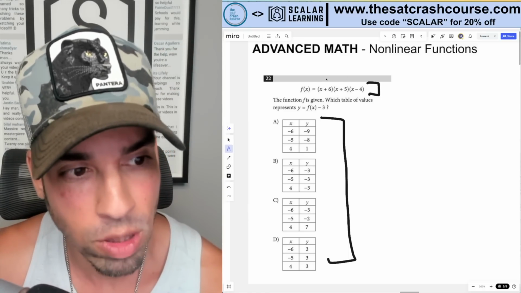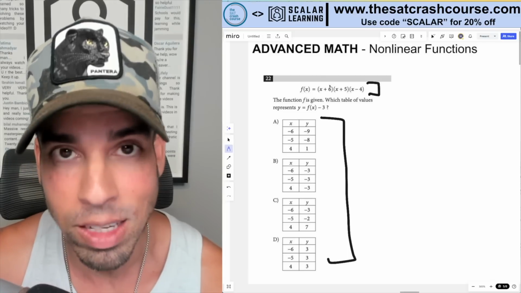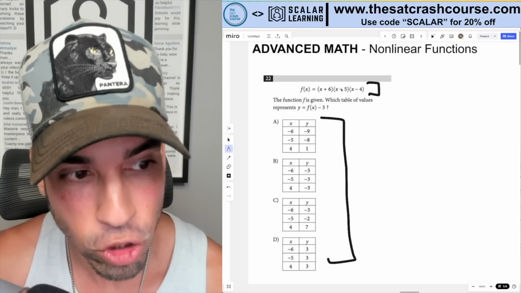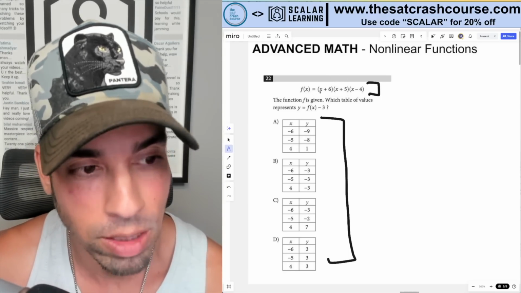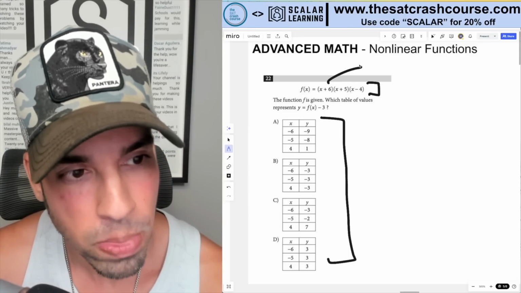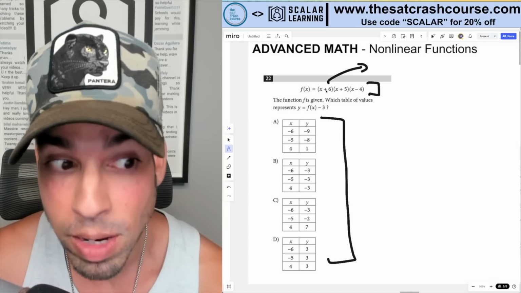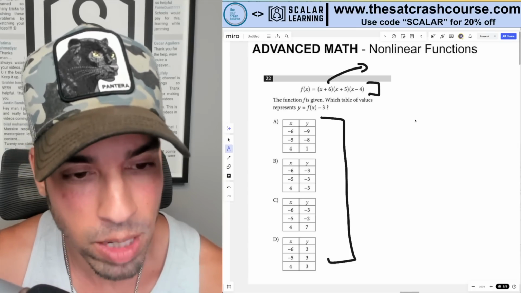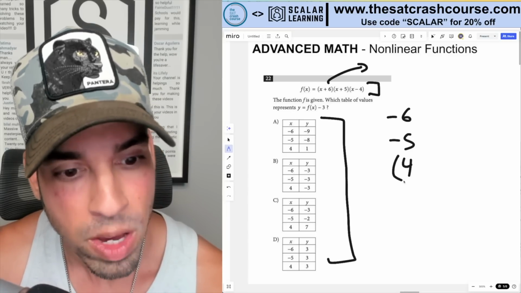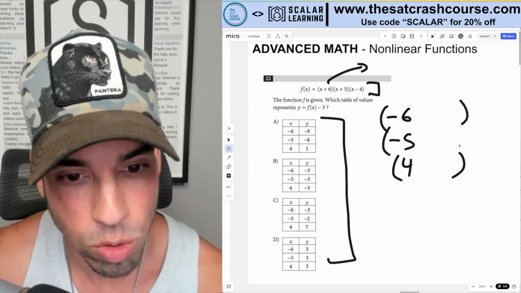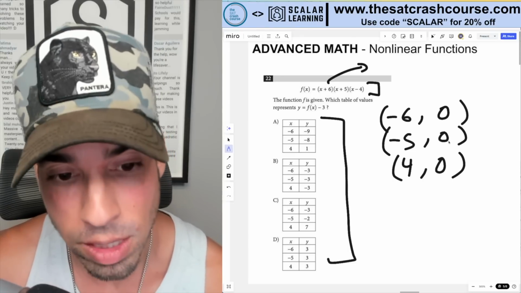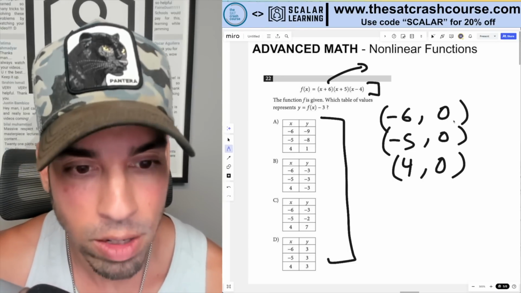Now, the really special thing about this one is it's still asking about x-intercepts in a way. And usually these nonlinear functions or polynomial functions, especially when they're factored out like this, are going to have something to do with x-intercepts, because when it's in this nice factored form, I can see that my x-intercepts are going to be whatever values of x are going to zero out these three different binomials. So we know we've got -6, -5, and 4. And the corresponding values for all of these is going to be 0, 0, 0. Because again, the definition of an x-intercept is when the value of y goes to 0.